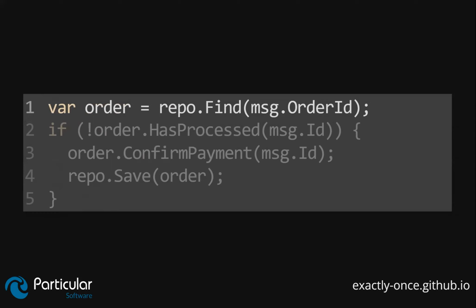We load the aggregate, the order aggregate in that case, from the repository. We check if that aggregate has processed a message with a given ID. If it hasn't processed that message yet, we execute the business method for the aggregate, we store it with the repository, and we're done. But if a duplicate copy of that message comes in, we load the aggregate and check if that aggregate processed the message. It did process the message, so we just skip the processing and we prevent a duplicate, right?